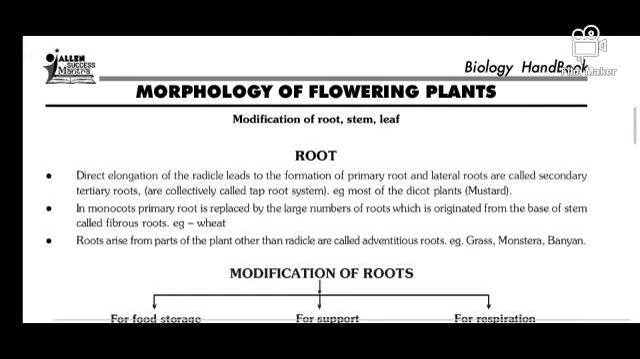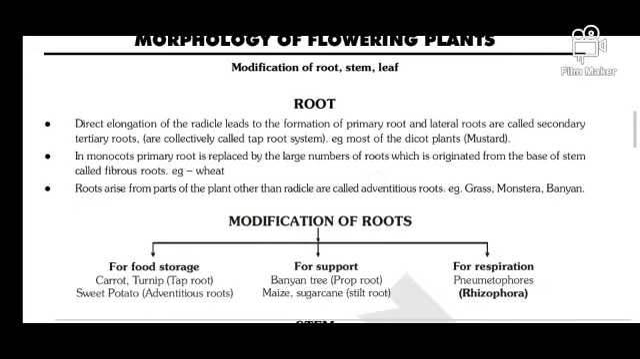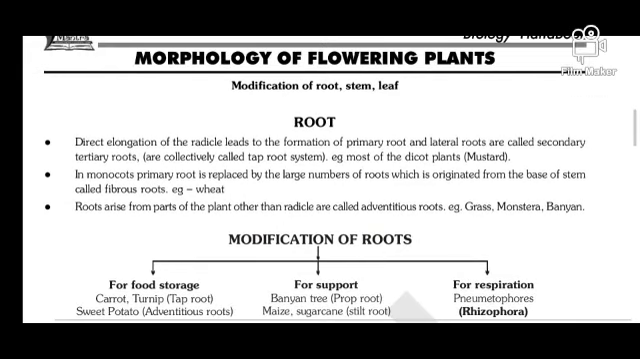So basically the direct elongation of the radicle leads to the formation of the primary roots. Okay, so first the radicle emerges from the seed, and the plumule emerges. So first, two things emerge from a seed: the first one is the plumule and the next one is your radicle. After the elongation of the radicle, it forms the primary root, and the plumule, through elongation, forms the shoot system of a plant.